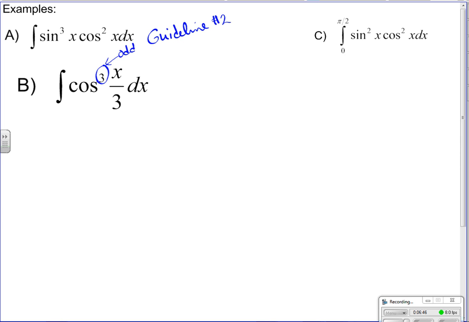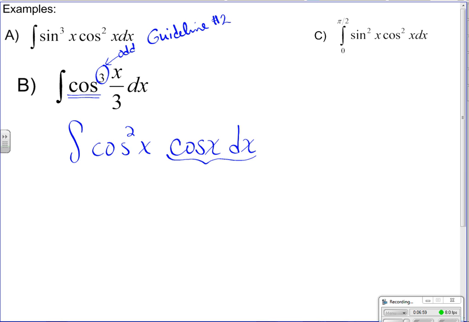Guideline number 2 says go ahead and split off the cosines so that we get an even number of cosine power, so cosine squared x, and branch off one of the cosines and put that in reserve for our du substitution. That means if I'm going to use this as my du, then that came from a sine function being my u. This can convert into sine very easily, so we can take that cosine squared, rewrite it as 1 minus sine squared x, and then I'd have my cosine x dx.